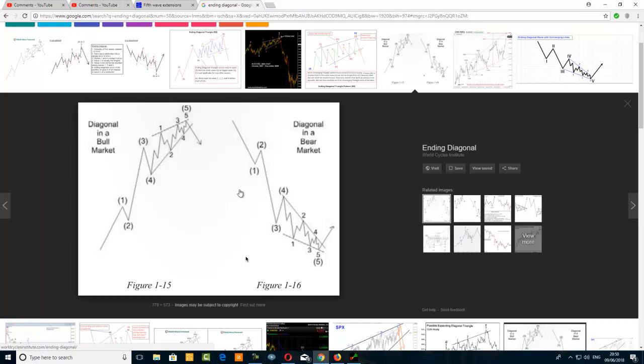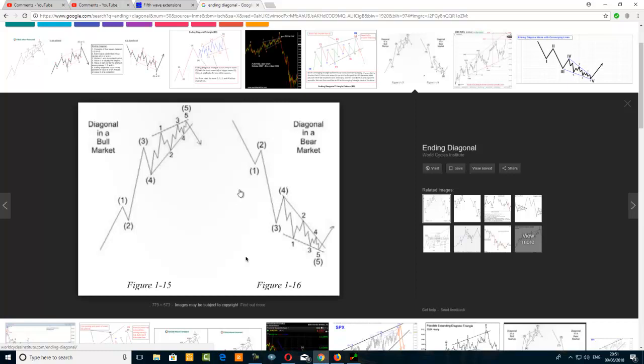Because he was commenting about a video that I posted recently about the ABCDE, a corrective wave. All right. So there are similarities between the ABCDE corrective wave and the ABCDE called Elliott wave pattern. Okay, so the ending diagonal very often will be formed in the fifth wave. It's an impulse wave, but the ABCDE is a corrective wave.